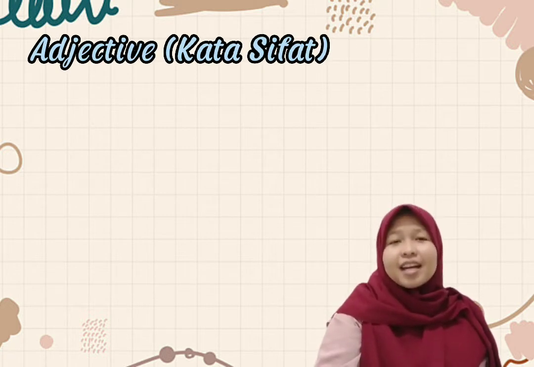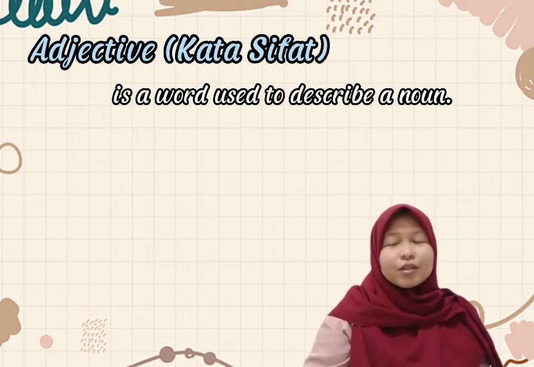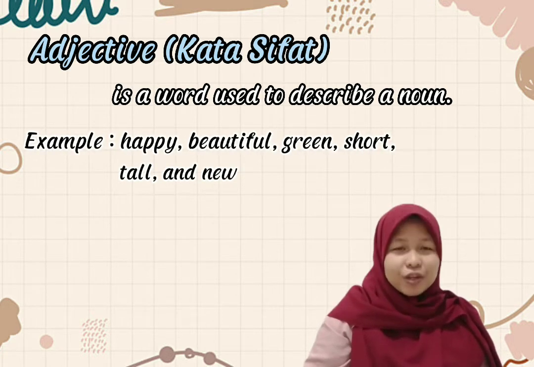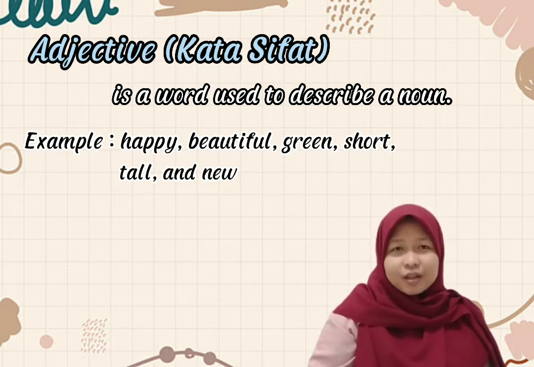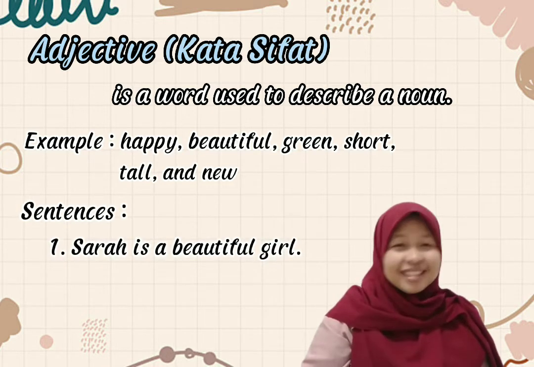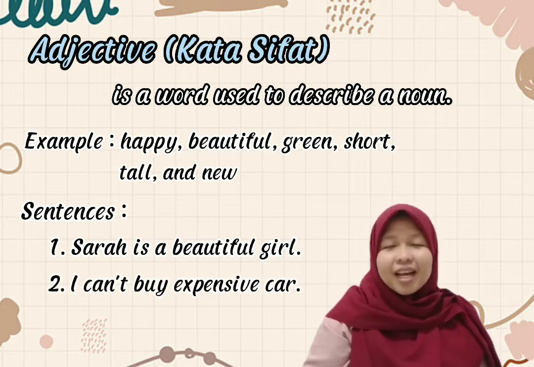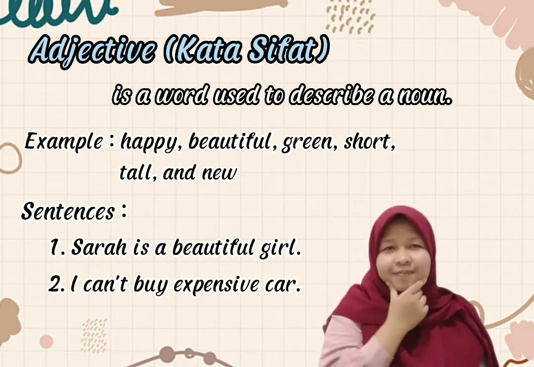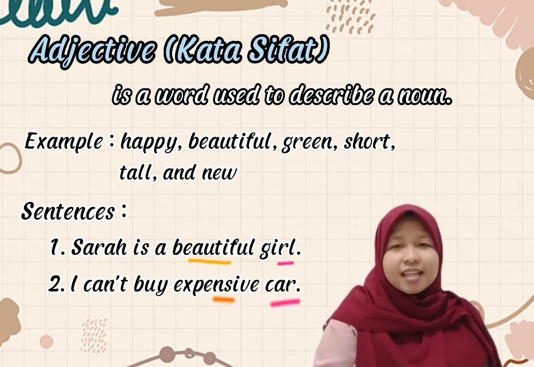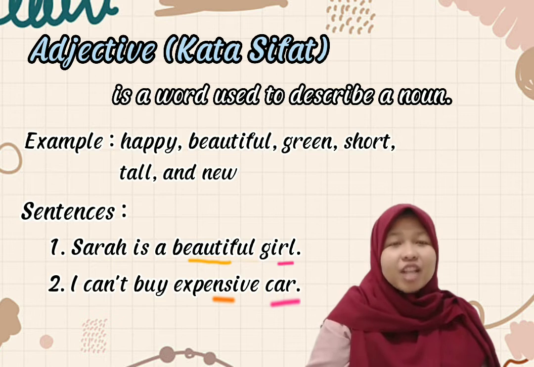The fourth is an adjective. Adjective is a word used to describe a noun. Example, happy, beautiful, green, short, tall, and new. In the sentences, we have Sarah is a beautiful girl. I cannot buy a new car. Beautiful is an adjective for a noun girl, and new is adjective for a noun car.